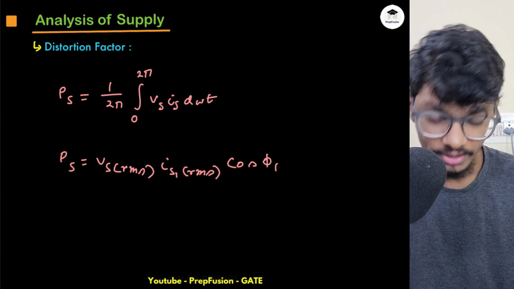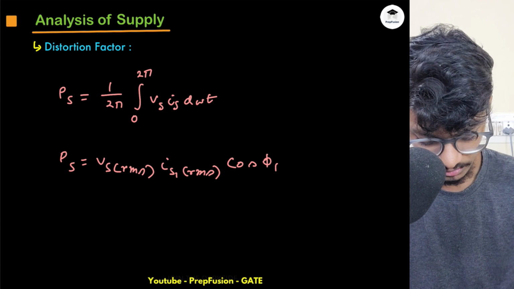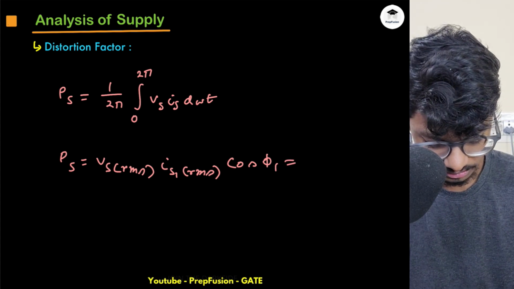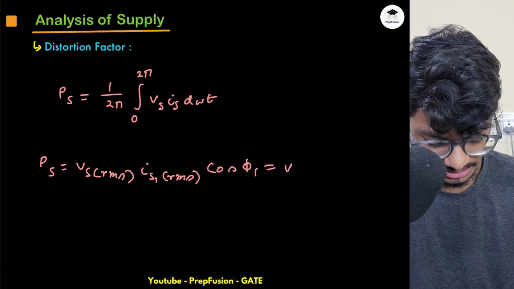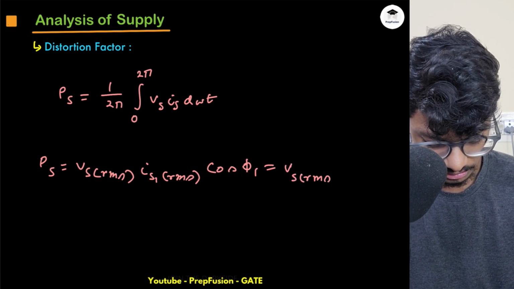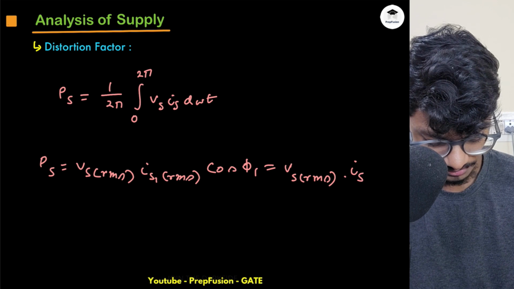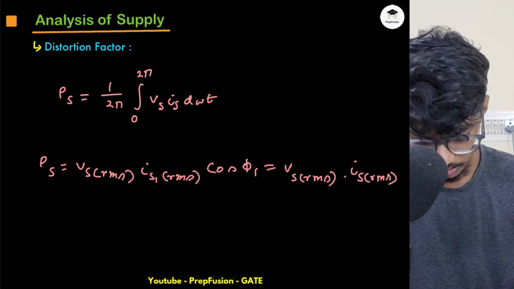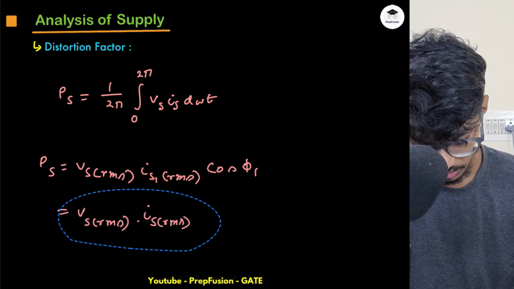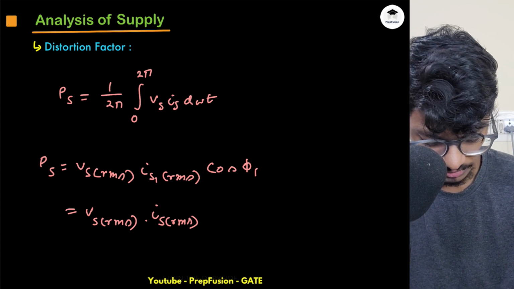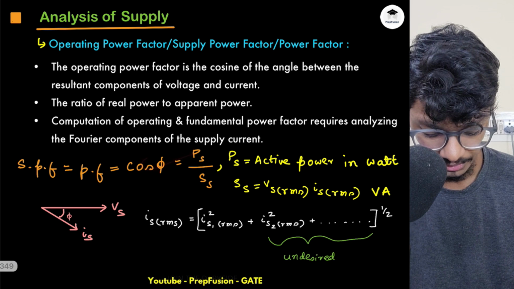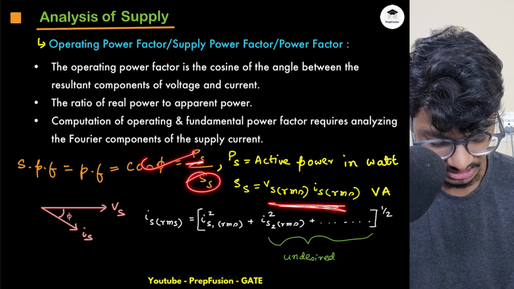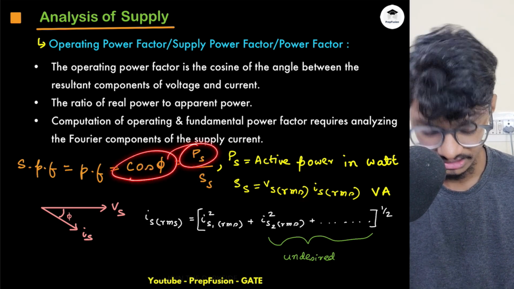Now how else can I write it? PS can be written like this as well: VS RMS into IS RMS into cos phi. This is also a formula for power, because that is the definition of it. PS is equal to VS RMS IS RMS into cos phi. This is the formula for PS.